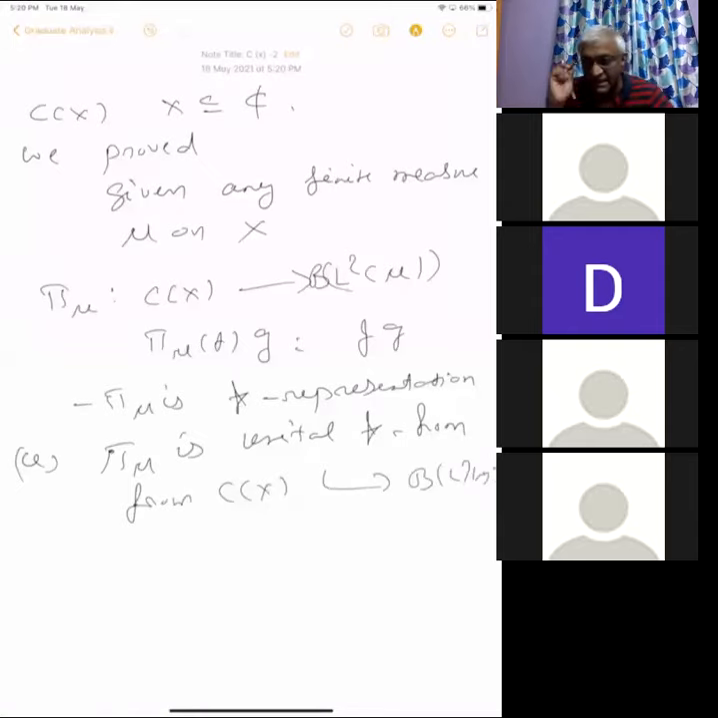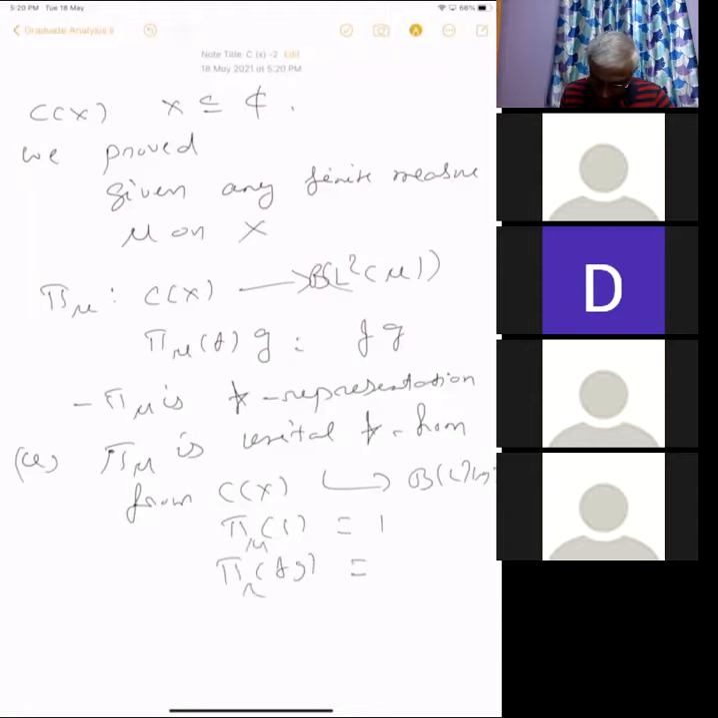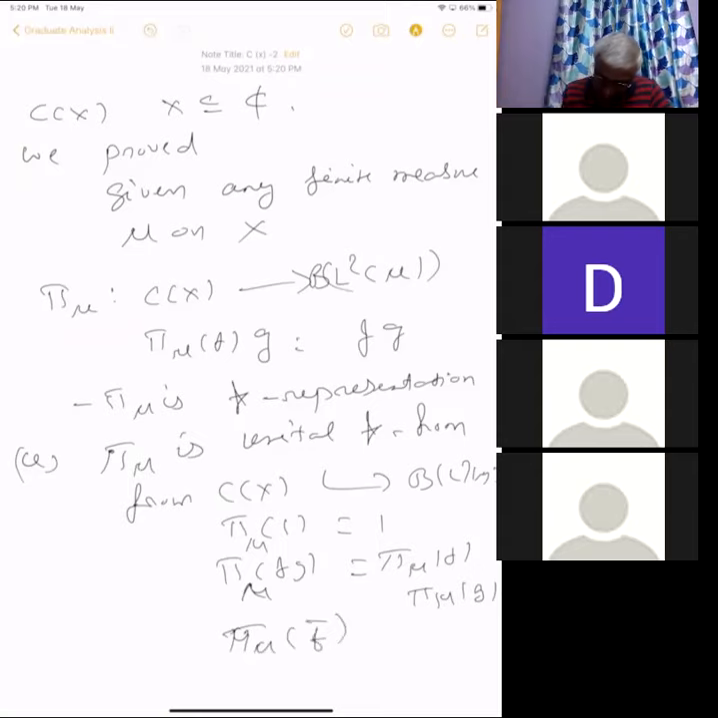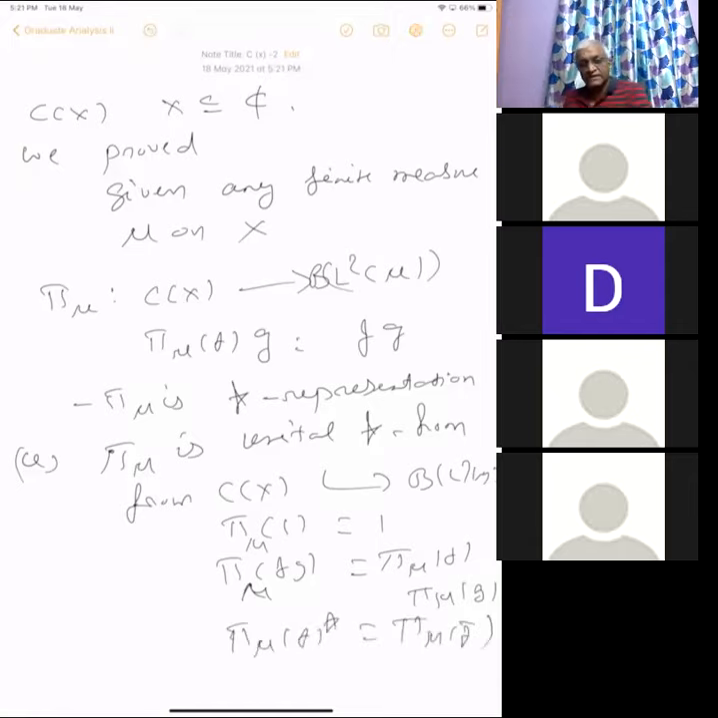So C(X) is a C-star algebra, and this satisfies pi(1) is 1. pi_mu(fg) is pi_mu(f) times pi_mu(g), just the operator product, and pi_mu(f star) is pi_mu(f bar). So the star operation in C(X) is just taking the bar. So this is the unital representation.